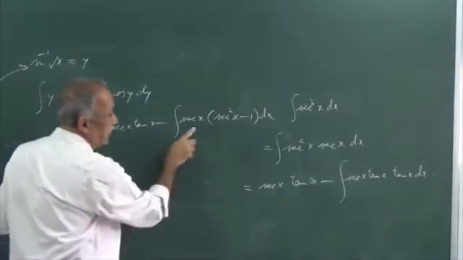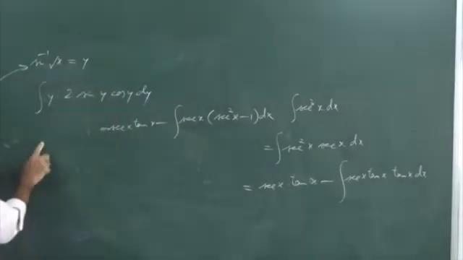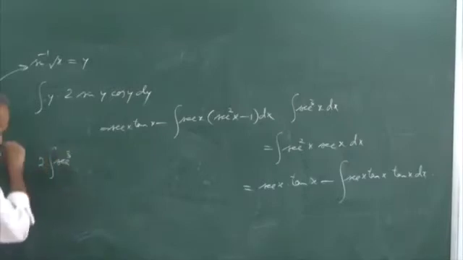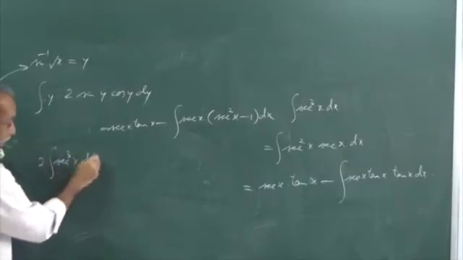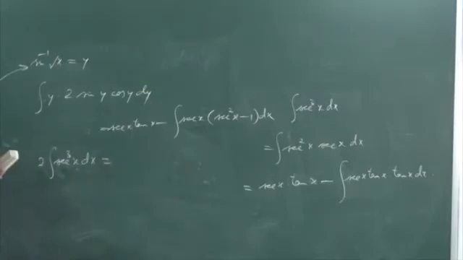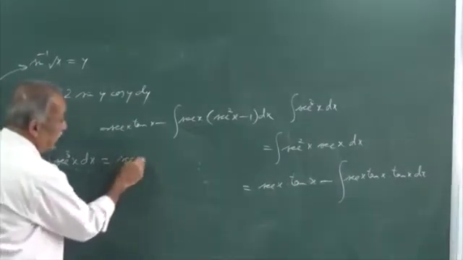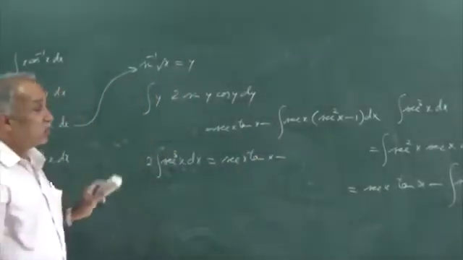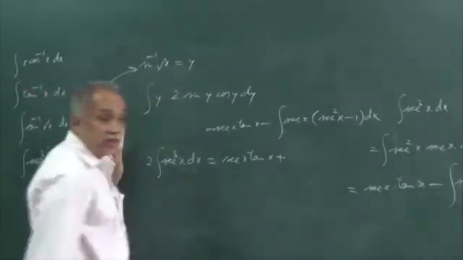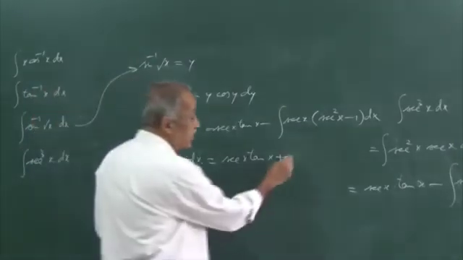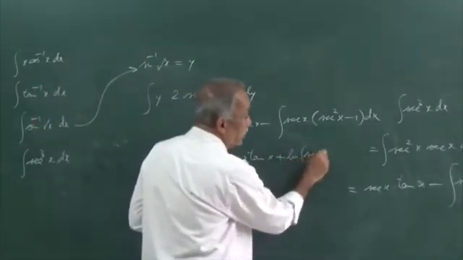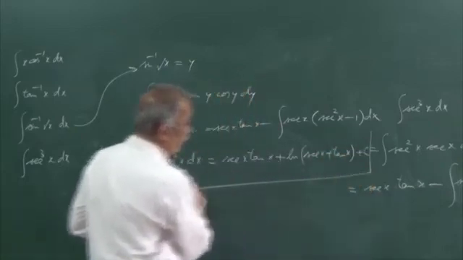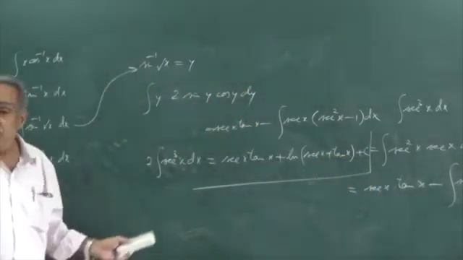One of the terms we find is secant cube, that will be shifted to this side. So on this side we will have 2 into integral secant cube x dx being equal to secant x tan x minus the remaining term, minus of minus secant x dx. Integral secant x dx is well known to us, log of secant x plus tan x. Dividing by 2, you are getting your integral.